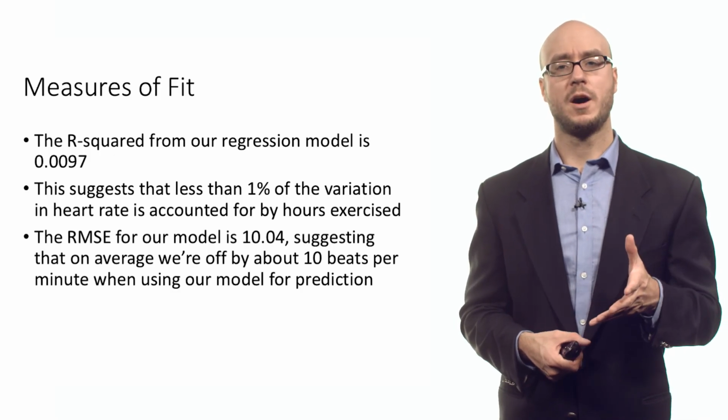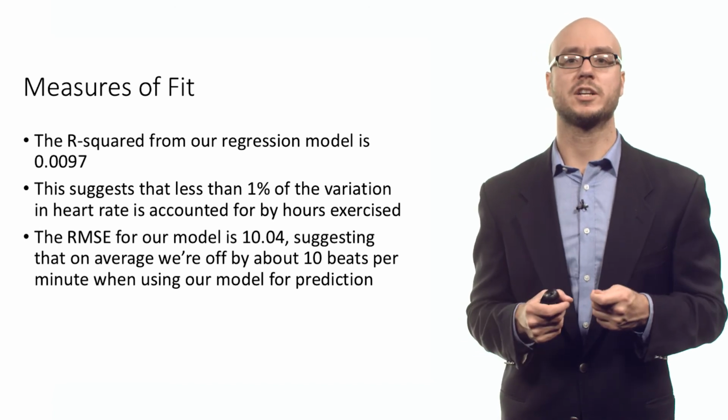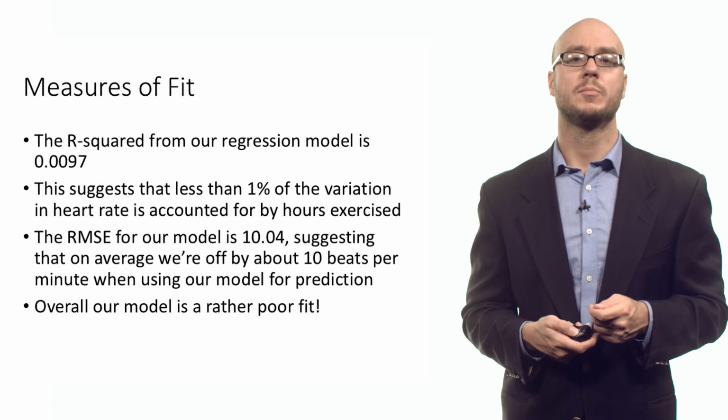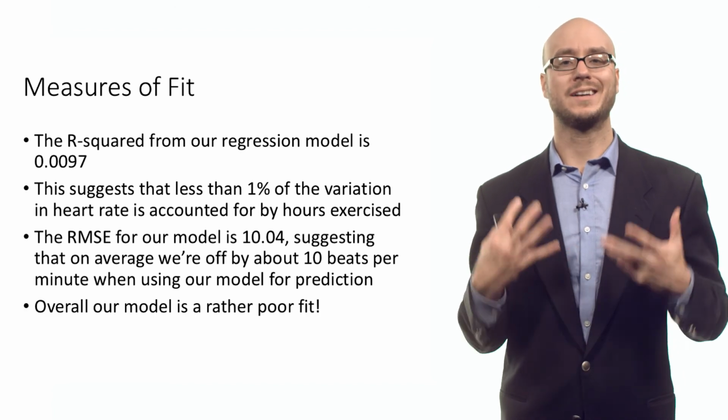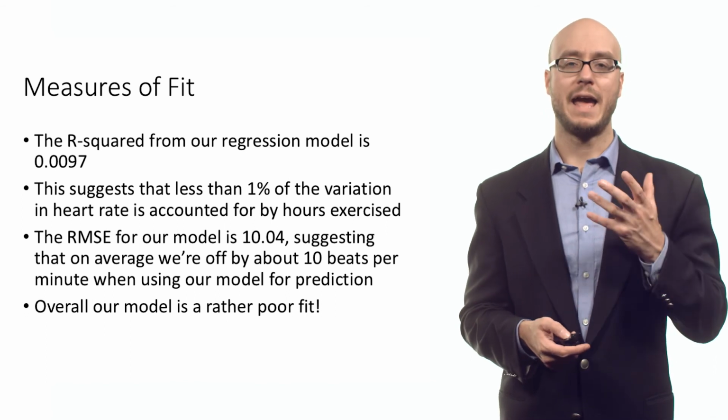The root mean square error for the model is about 10. So that suggests on average, if we use this model for prediction, we're going to be off by about 10 beats per minute. Right? So overall, we might conclude this is a rather poor fit. We might look at a different variable as an input into this regression model.